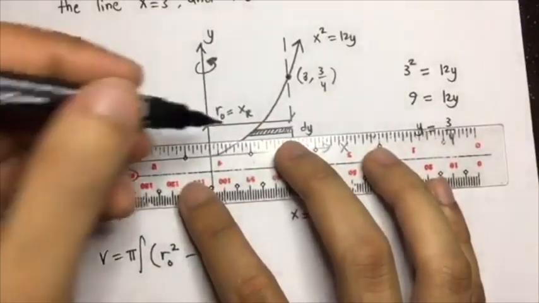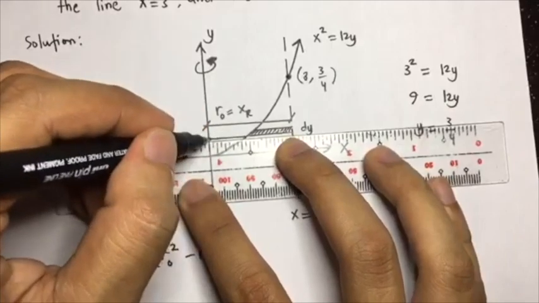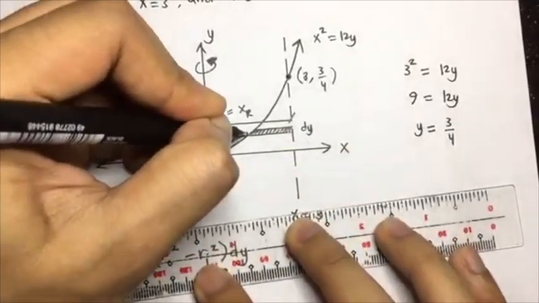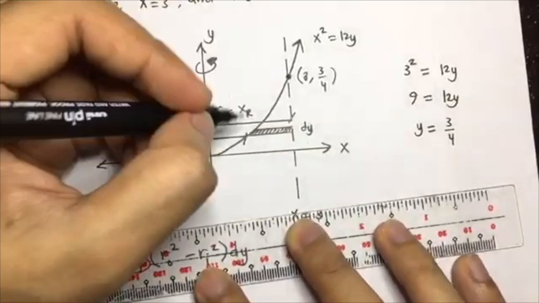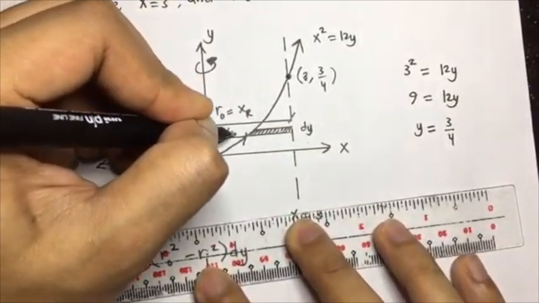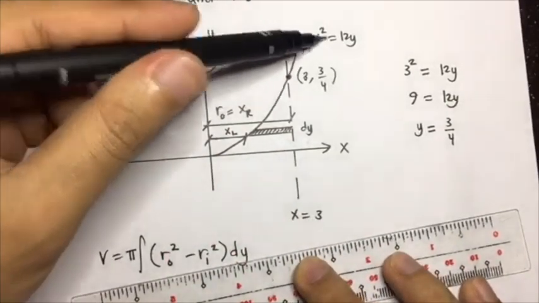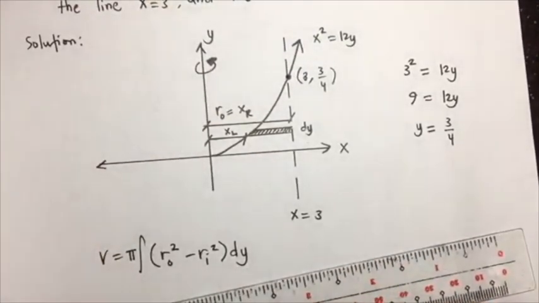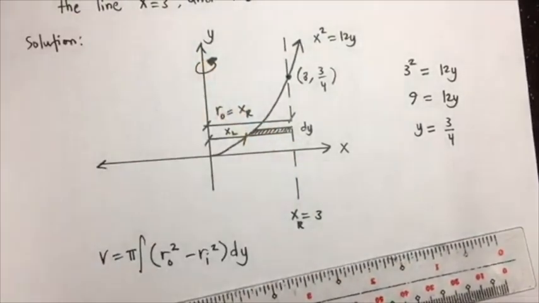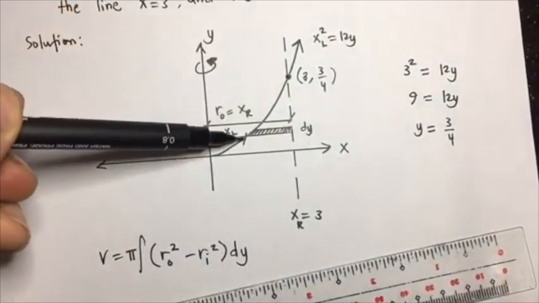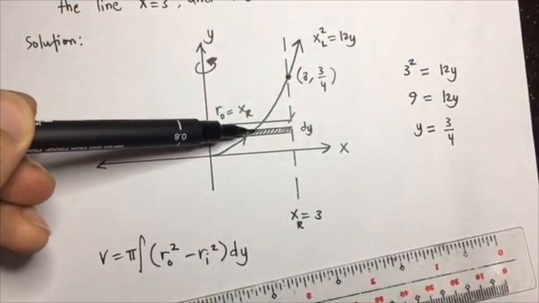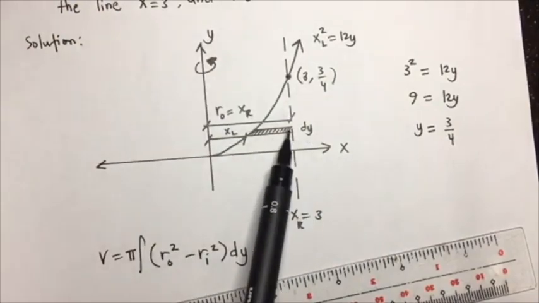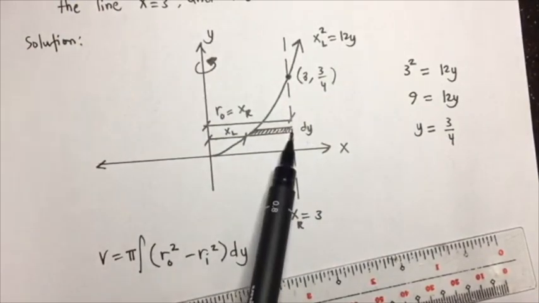Inside diameter will correspond to this length. Okay, so that length is xl, or this one. Therefore this is our xr and then this is our xl. Because the parabola is on the left, you can see the left end of the strip, and then the line 3 is on the right end of the strip.